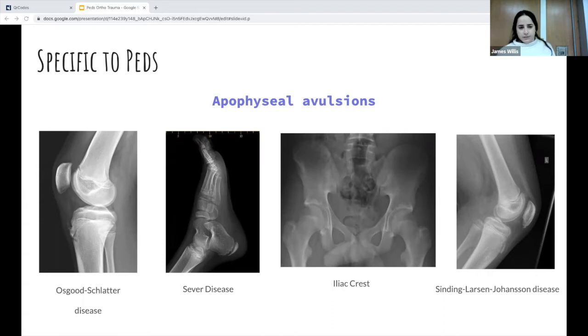Treatment for all of these physeal fractures or avulsions is rest, ice, and stop doing the mechanism that's causing the injury. So if it is kicking the ball because you're playing soccer, then you need to rest and get physical therapy. Okay.